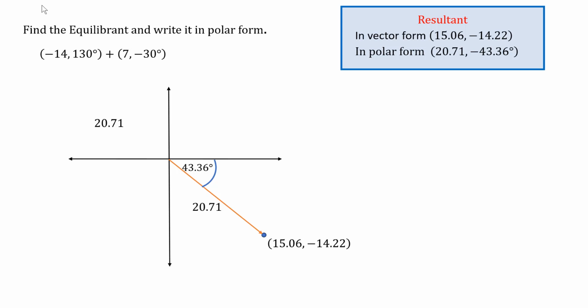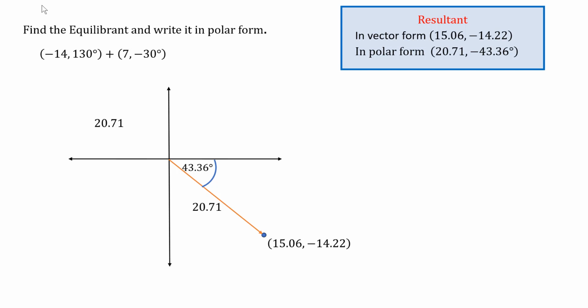Okay, so before I start on lesson 34, I just wanted to go over the equilibrant because we didn't get to that in class. You had a question about it. So find the equilibrant and write it in polar form. You add these two vectors, negative 14 and 130 degrees, plus 7, negative 30 degrees.